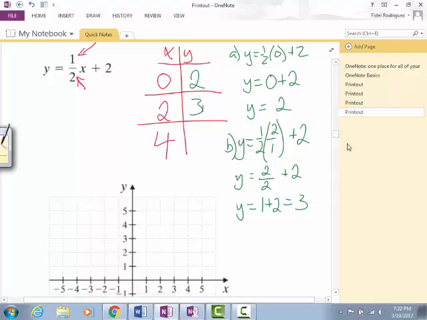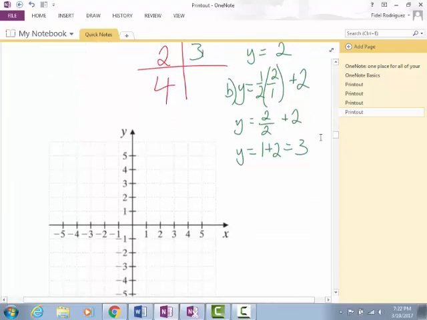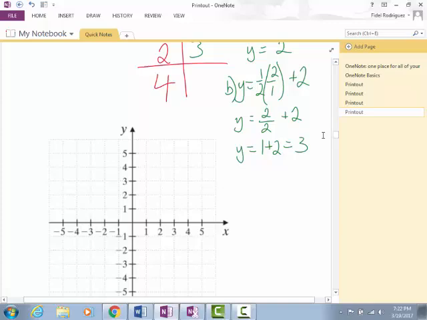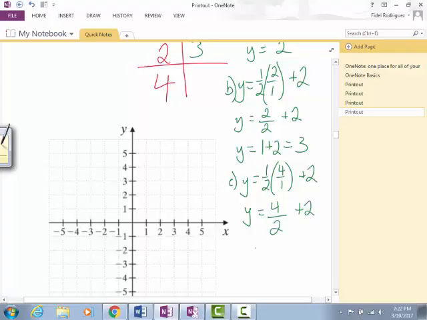And so now let's do the third part where we're going to plug in x equals 4. All right, so now I'm going to say, okay, part C, y equals 1 over 2 times, I'm going to plug in 4 over 1, plus 2. So I'm going to multiply straight across. 1 times 4 is 4. 2 times 1 is 2, plus 2. So 4 divided by 2 is 2. And 2 plus 2 is just 4.